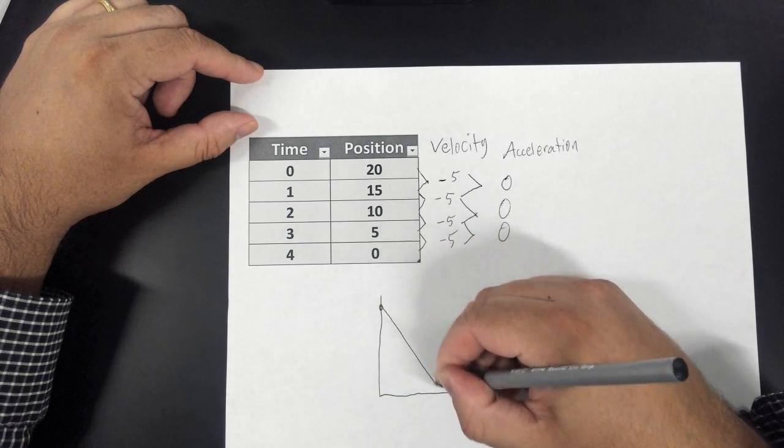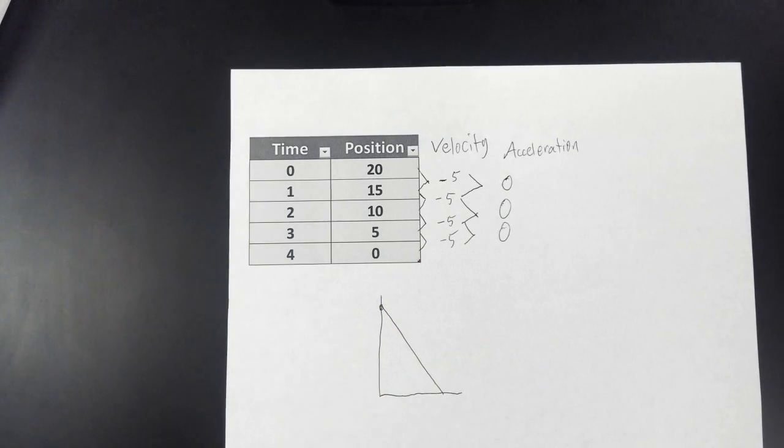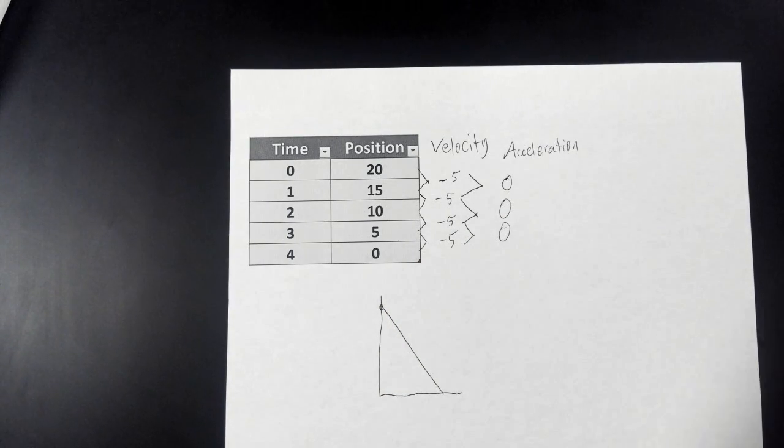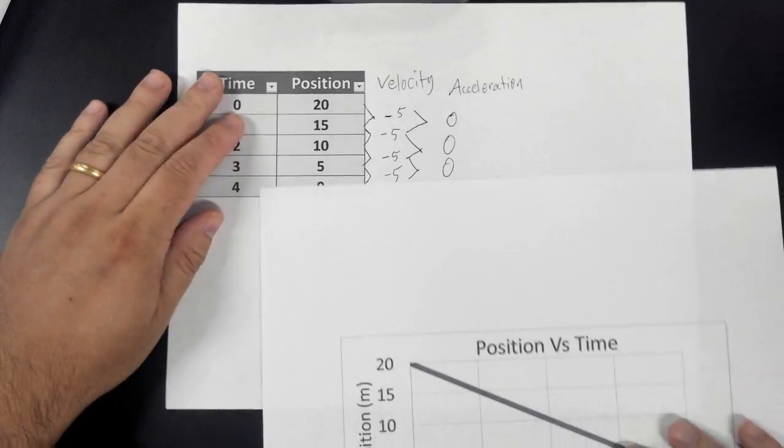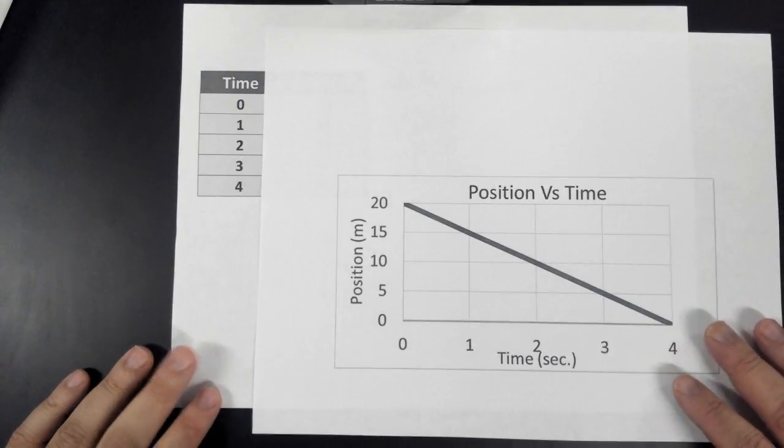If you were to graph this on a position graph, it would be starting away from you here and moving towards you just like this. Actually, I have the exact graph right here. This is what that would look like. So this is an example of something moving at a constant velocity.